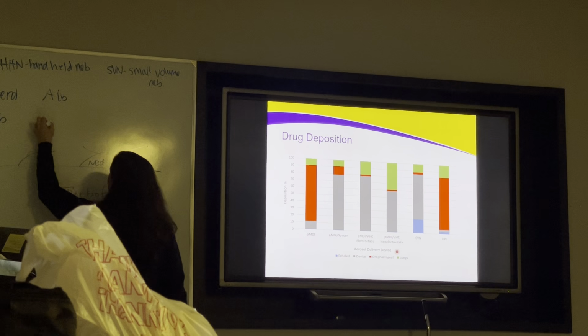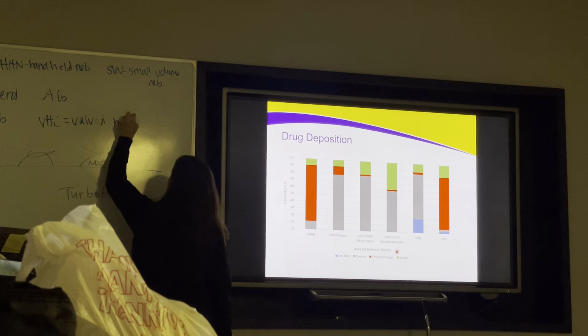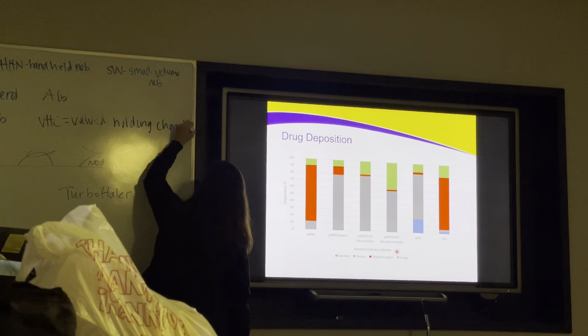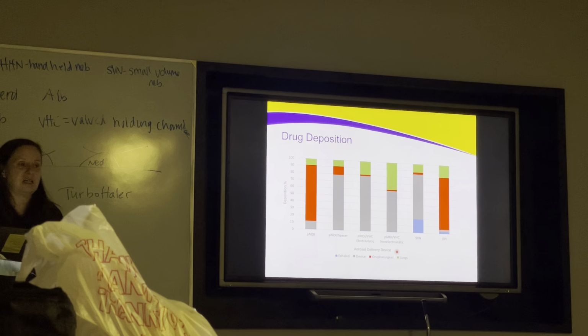What's the difference between electrostatic and non-electrostatic? I'll tell you in a second. This is the valved holding chamber, and you get to use them, okay? A non-electrostatic one is made so it doesn't collect static. That would be like a commercial one. The electrostatic ones can collect static. The difference is how much medication it will keep inside the device. I don't think I've ever seen a valved holding chamber that's electrostatic. That's old school.